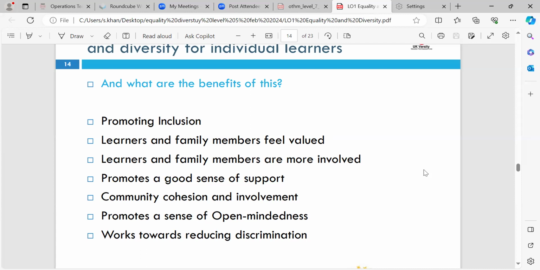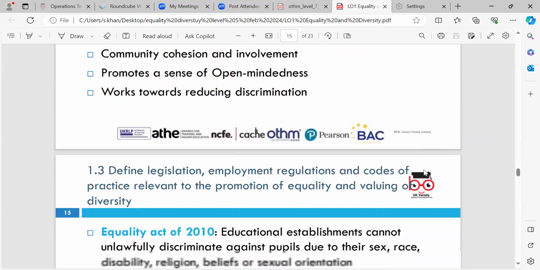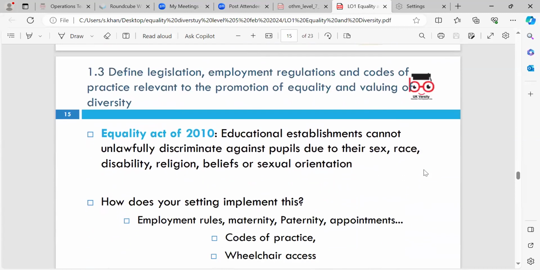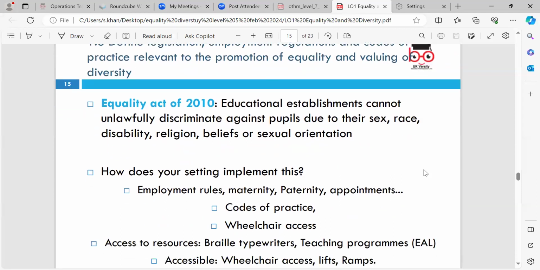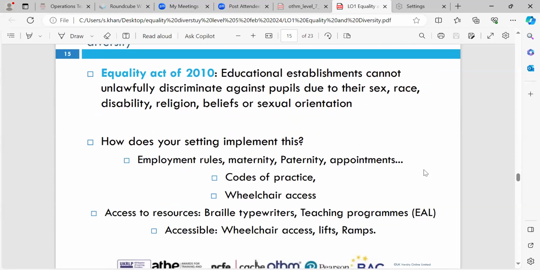And sometimes, like you said, people don't always accept it, but most of the time people want to learn about new cultures. Define legislation, employment regulations, codes of practice, 1.3, and the promotion of equality and valuing diversity. We've got the Equality Act, and that looks at protecting people from discrimination based on disability, religion, sexual orientation, and that's a big part now. Sexual orientation plays a big part within schools.